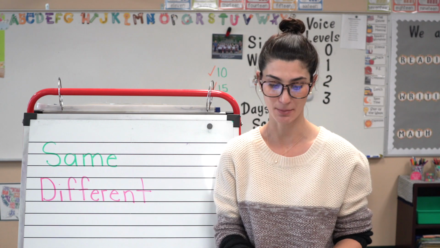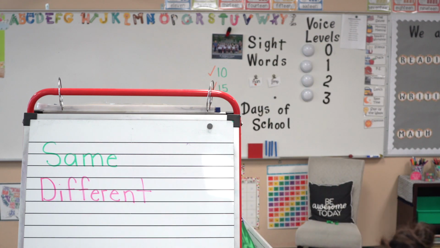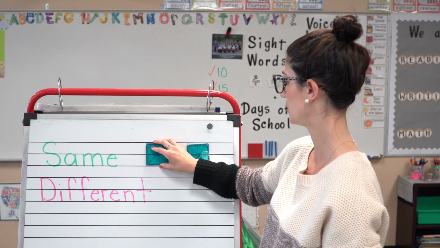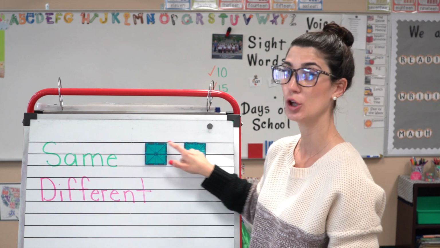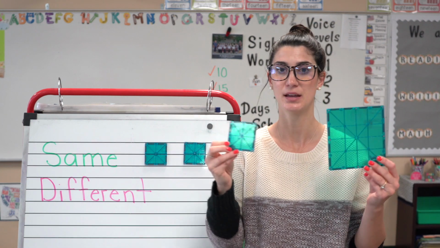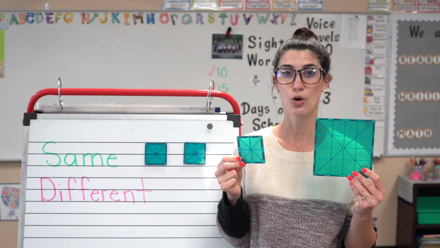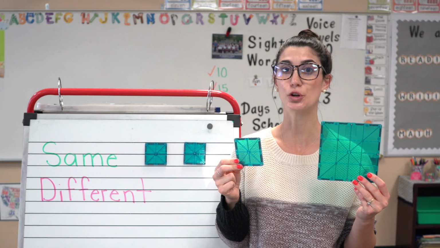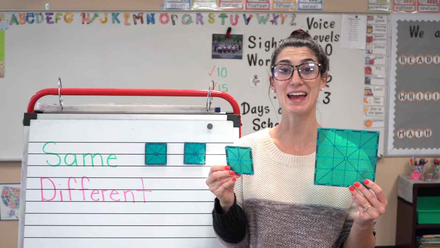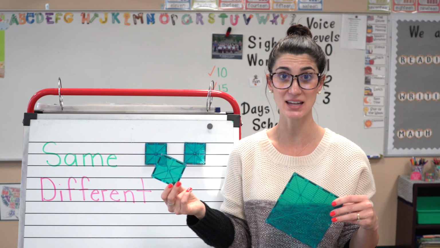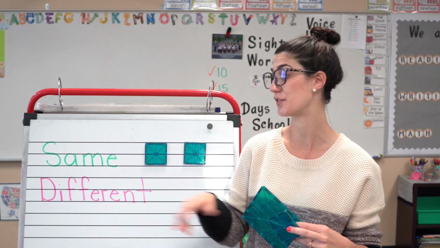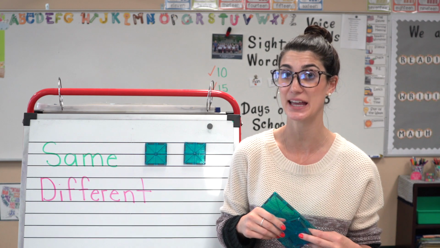Let's look at a few more examples. Here I have two shapes. I have two blue squares. Now let's look here. Which shape do you think would go with my other two shapes that I already have here? We're looking at the size, we're looking at what shape it is, and we're looking at the color. Because remember, if they're the same, they need to be exactly alike.